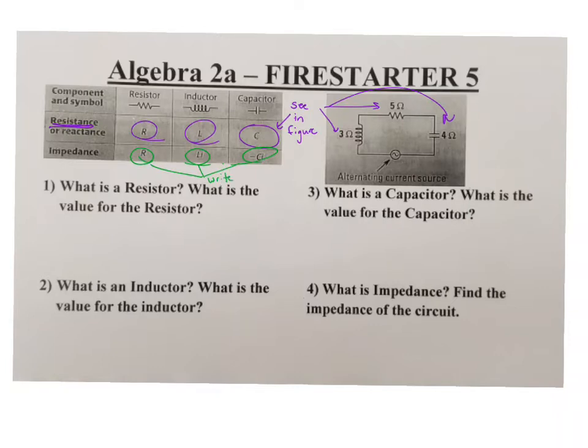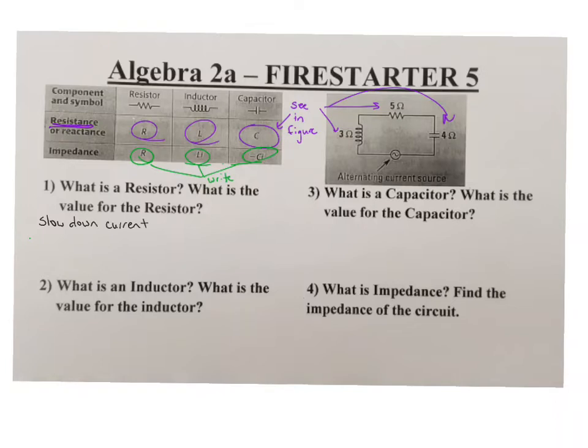What is a resistor? What is the value for the resistor, or what is the resistance for the resistor in this problem? So a resistor is going to slow down current.